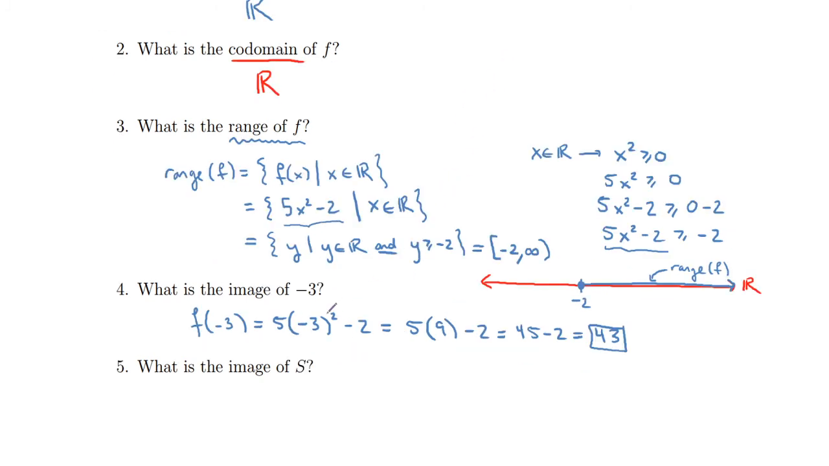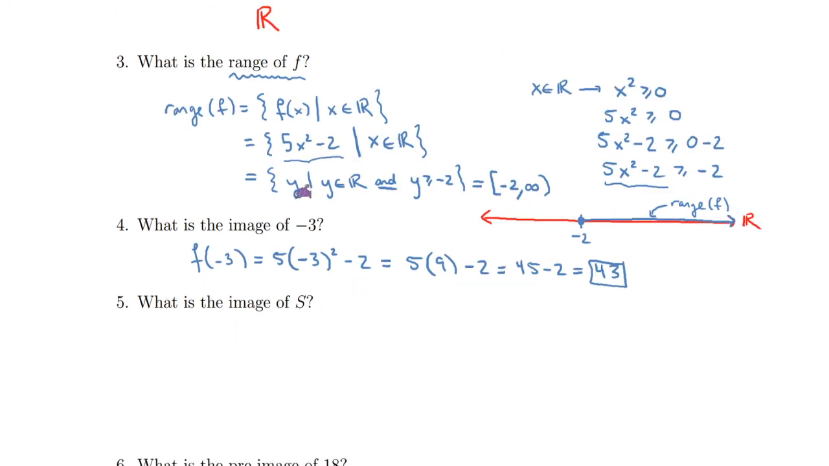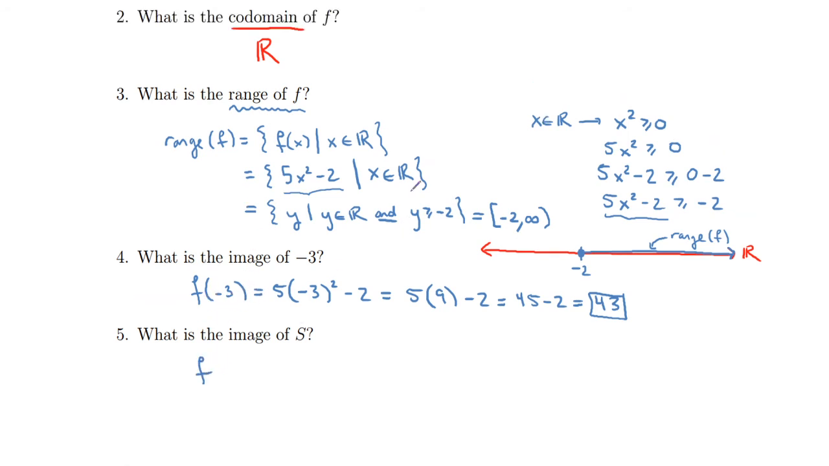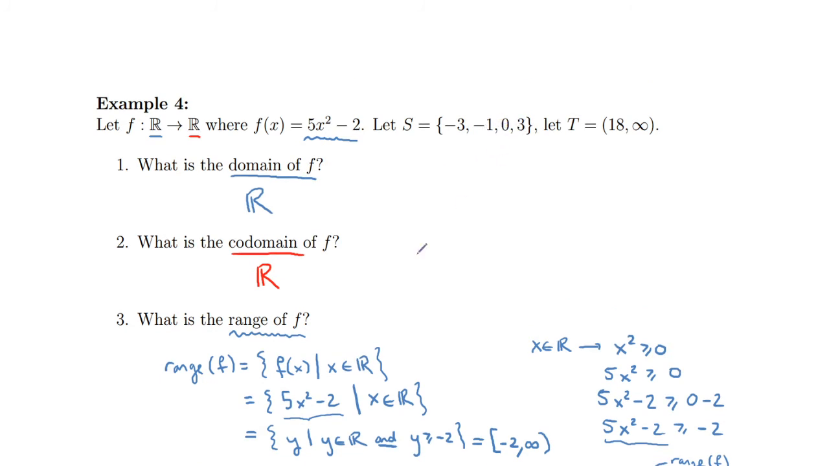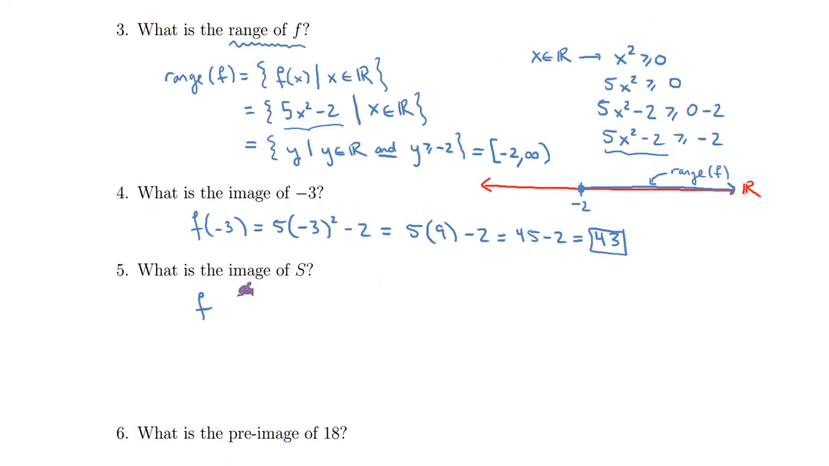Well, we already figured out f of negative 3, right? We already have that one. So we just figured out f of negative 3. So let's figure out f of each of the other ones. So negative 1, 0, and 3.